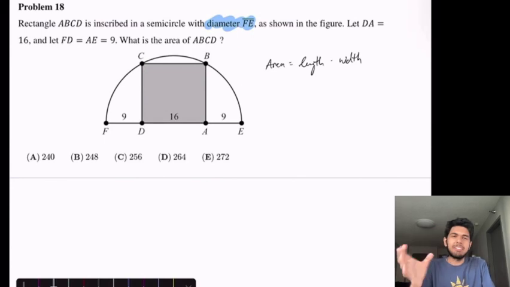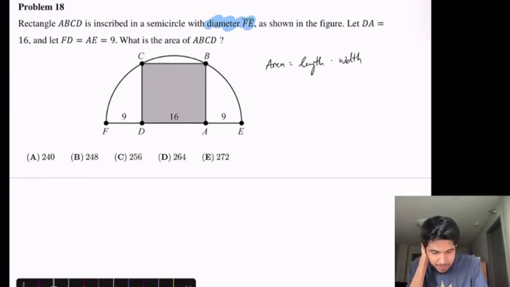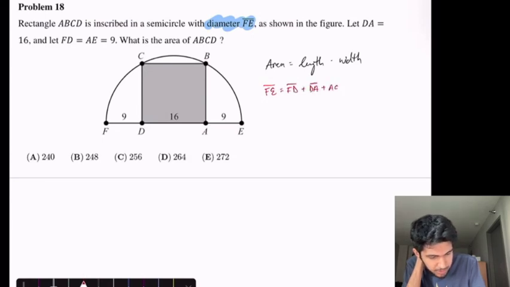Okay, so we have a semicircle, which is basically a circle, but too shy to become a normal circle. It's just half of it. I don't know. But we're given that it has diameter FE. Okay, what is the length of the diameter? So what is FE equal to? Well, FE is equal to FD plus DA plus AE, which is going to be 9 plus 16 plus 9, 34.